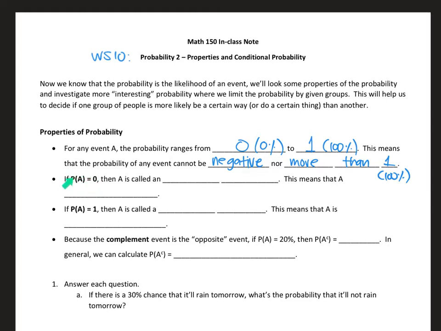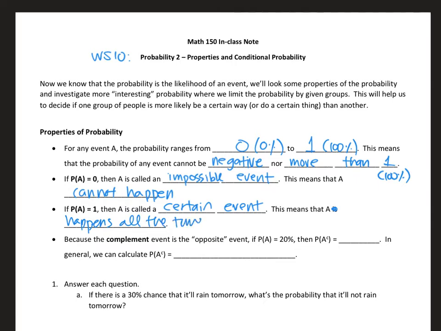If probability of A is equal to 0, then A is called an impossible event. This means that A cannot happen, or A is impossible. The other case, when P of A is equal to 1, then A is called a certain event. This means that A happens all the time, like 100% of the time. So probability 0 means it's not going to happen. Probability 1 means it is going to happen.